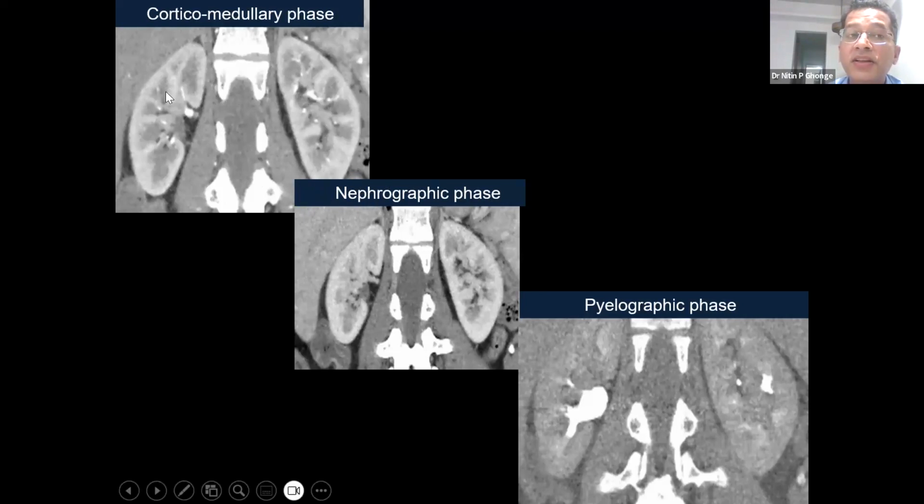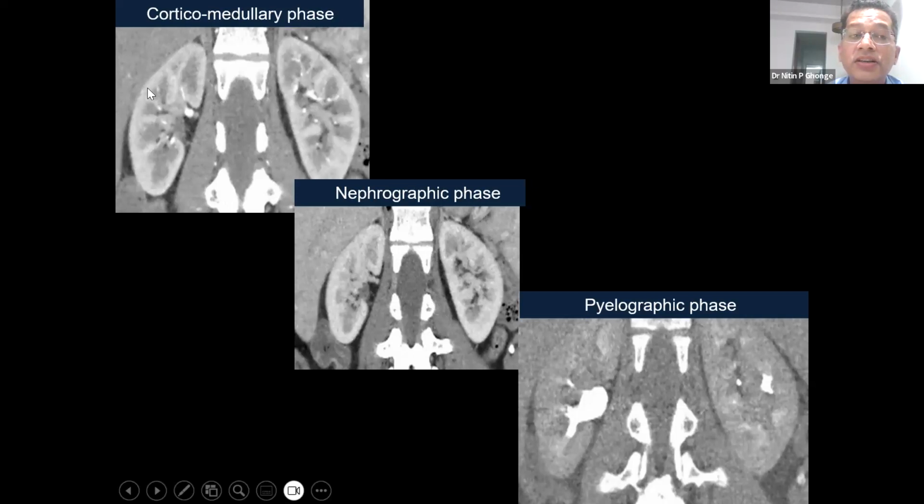So time wise, this is say around 10 to 15 seconds. You will see the corticomedullary phase first, and then you will see the nephrographic phase after 60 seconds of contrast injection and pyelographic phase after 5 minutes of contrast injection.